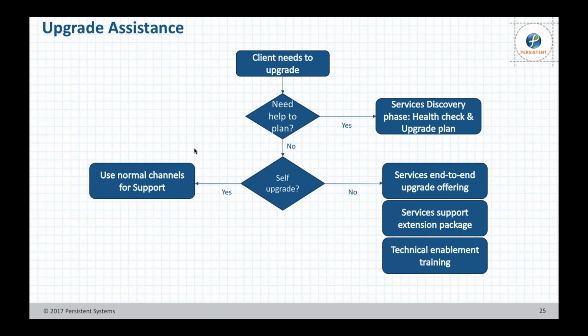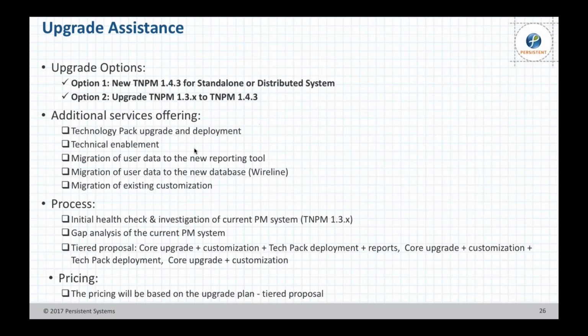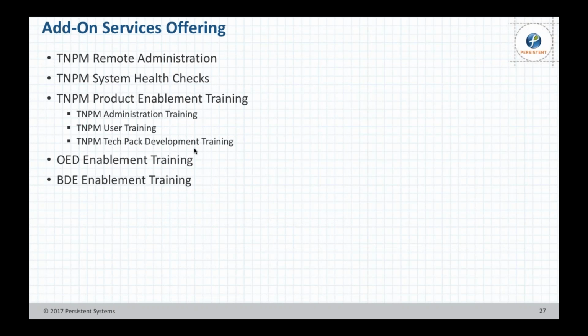And the last one is if you need any kind of technical enablement training, that's also something that can be provided. So I think the next couple of slides here have a couple of explanations in terms of what kind of assistance can be provided. As we see, we can suggest to you what are the upgrade options that are available, what is suitable for you, and based on what you've selected, we can have a multi-tiered kind of proposal. And of course, on top of that, we can also do remote administration if you would like. This is something that is outside TNPM upgrade itself. System health checks if you have any issues or performance issues within your system.